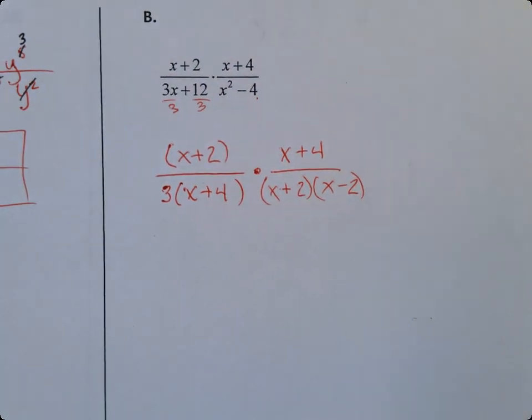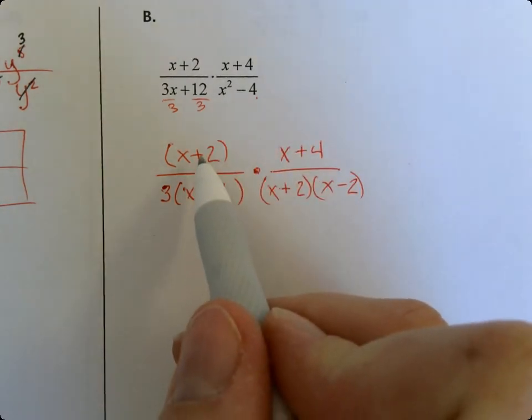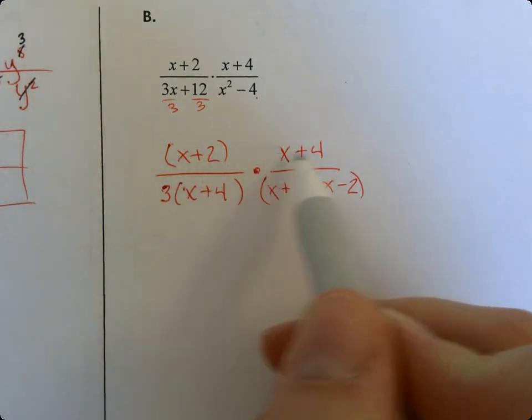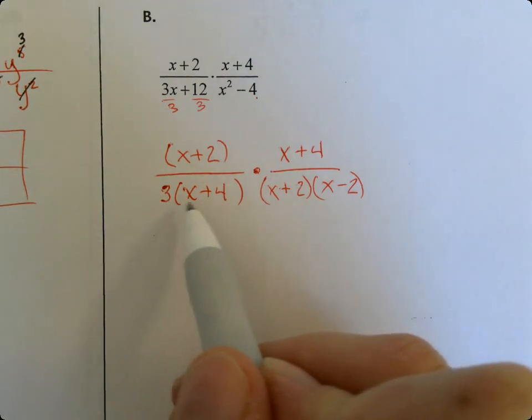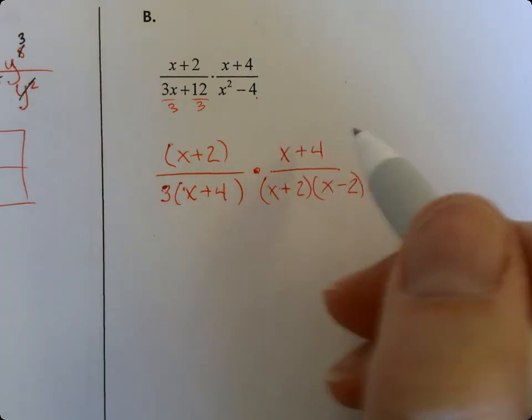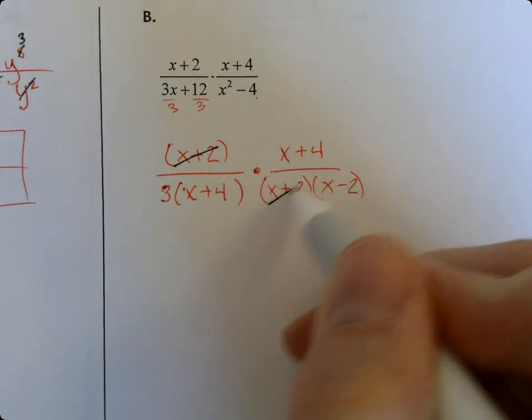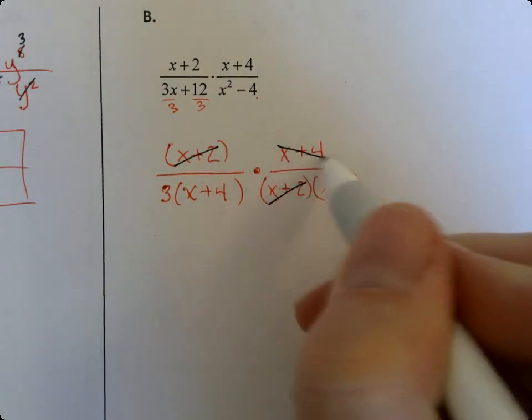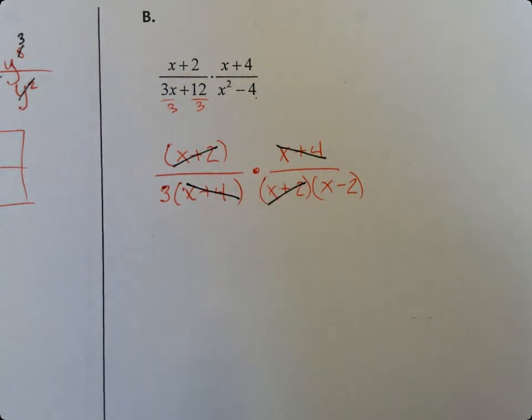Okay, now, in order for something to cancel, it's all multiplication. So we have x plus 2 times x plus 4 over 3 times x plus 4 times x plus 2 times x minus 2. Do you see that these x plus 2's cancel top to bottom? Do you see the x plus 4? Is there anything else that cancels? No.